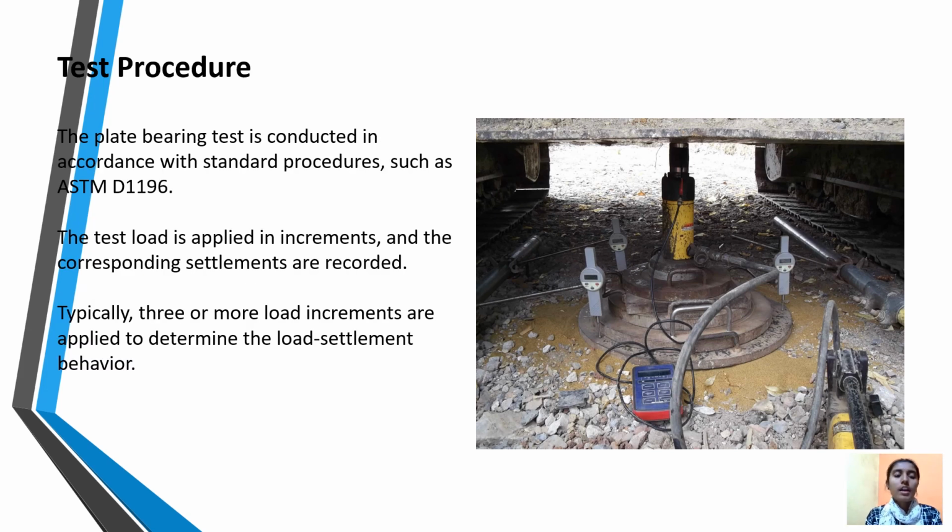Test procedure. The plate bearing test is conducted in accordance with standard procedures such as ASTM D1196. The test load is applied in increments and the corresponding settlements are recorded. Typically, 3 or more load increments are applied to determine the load settlement behavior.